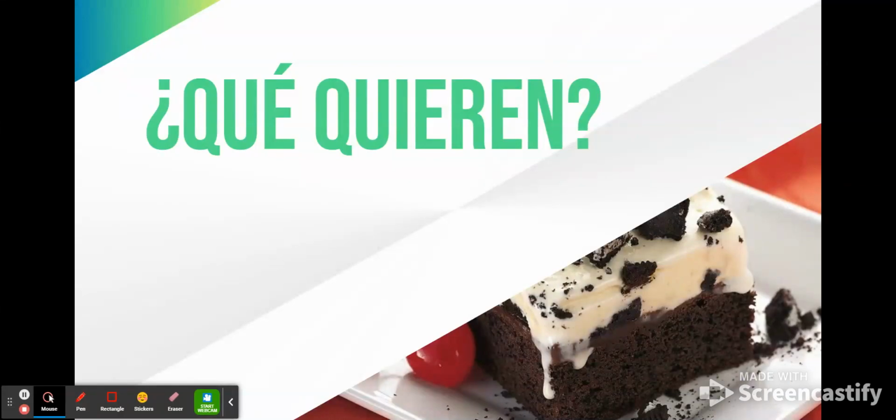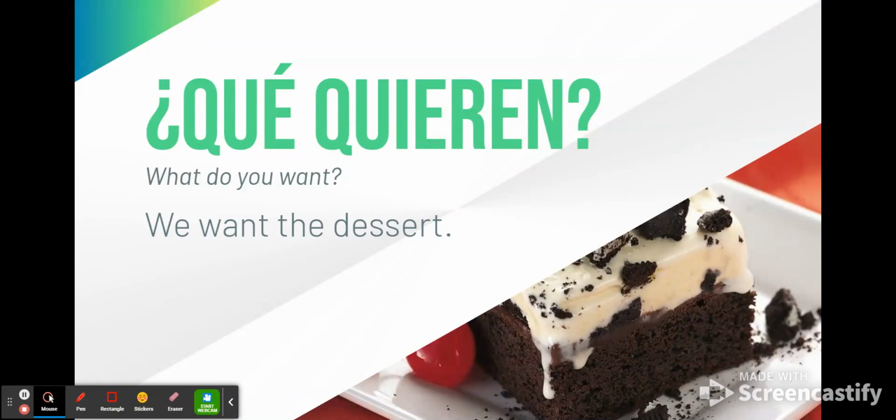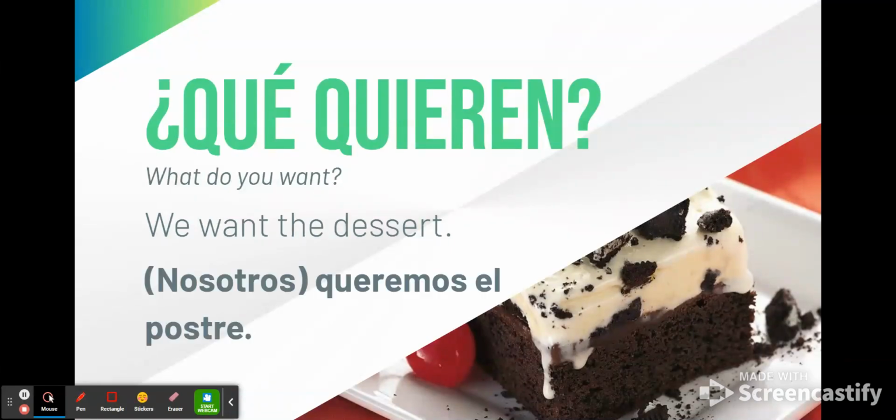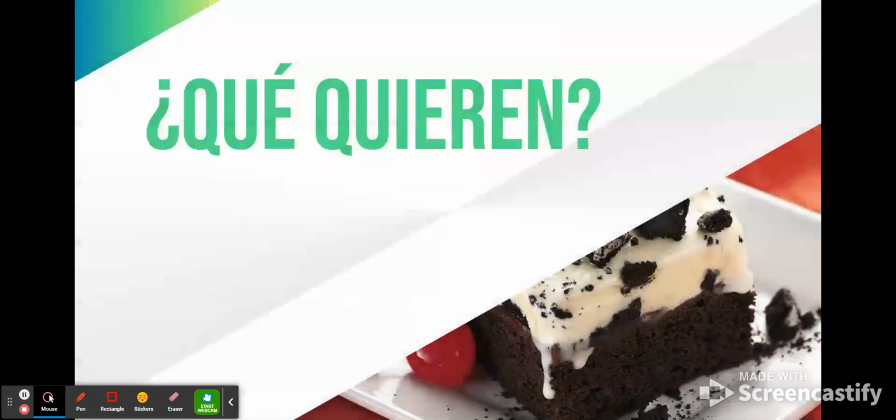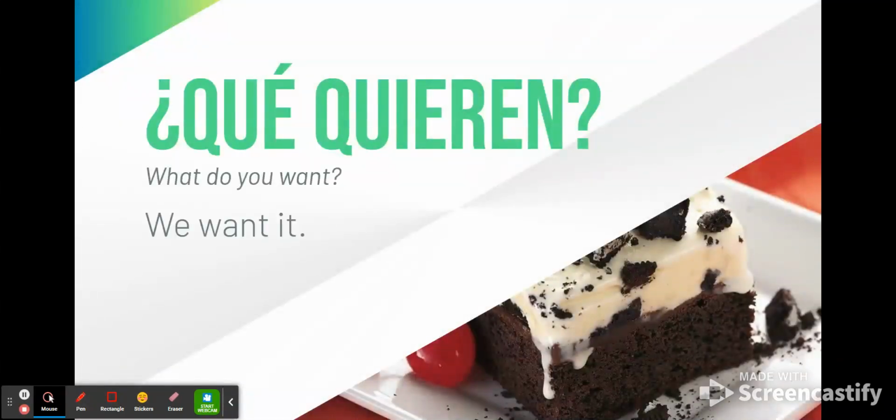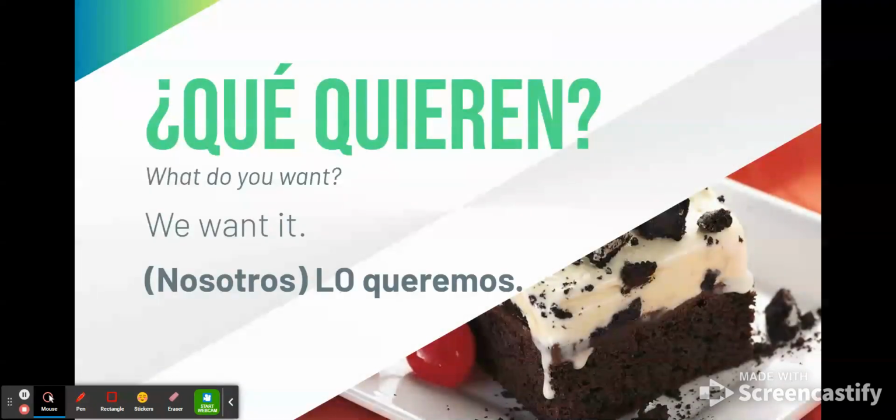How about with a different verb? ¿Qué quieren? What do you want? We want the dessert. Queremos el postre. Where's my direct object? And what pronoun will replace it when I change this sentence to we want it? ¿Qué quieren? We want it. Lo queremos.